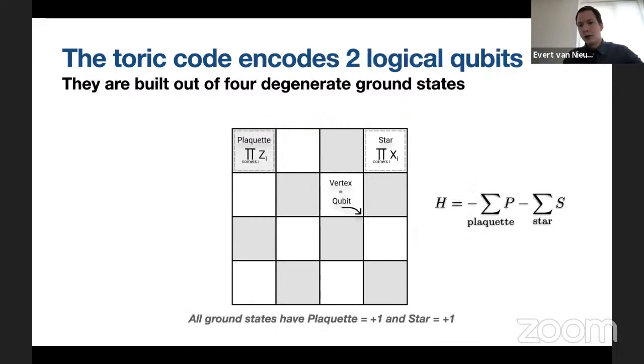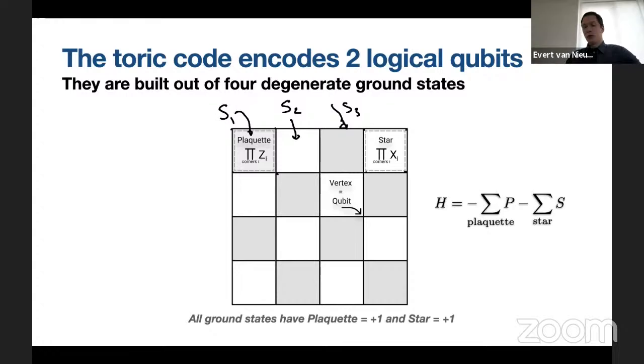Here are the stabilizers for this system. So stabilizer S1, let's say, is this one, which is the product of all the Z's on the corners of this plaquette. And then we have stabilizer 2, which is here, a white plaquette, which is the product of all the X operators on the corners. And here we have S3. So we have 16 stabilizers here.